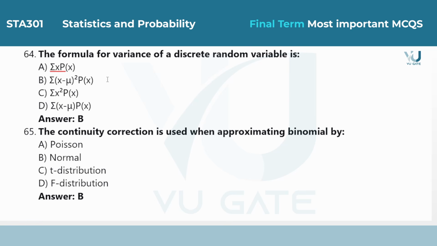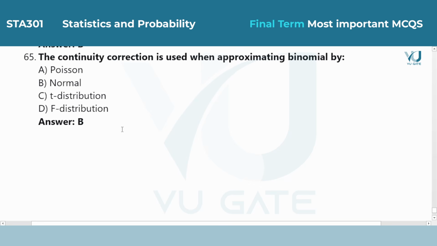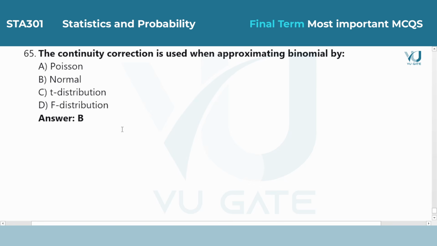Answer: B. Sum of x minus mu squared times p of x. Explanation: this calculates the average squared distance from the mean, weighted by the probability of each outcome. Question: the continuity correction is used when approximating binomial by? Answer: B. Normal. Explanation: we use this adjustment when using a continuous distribution to estimate a discrete one to improve accuracy.